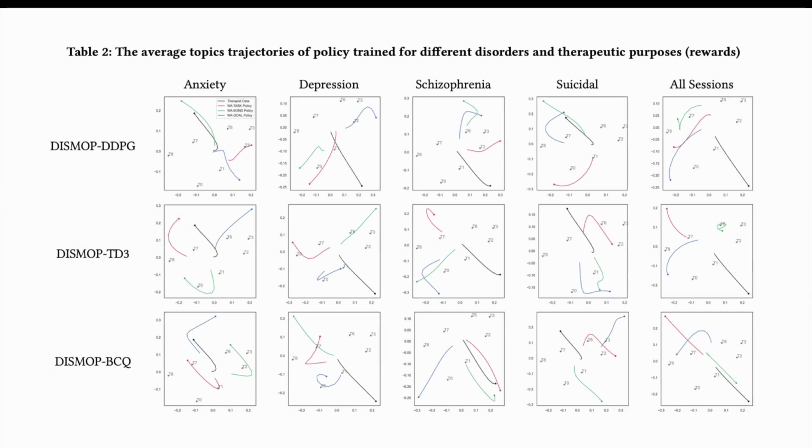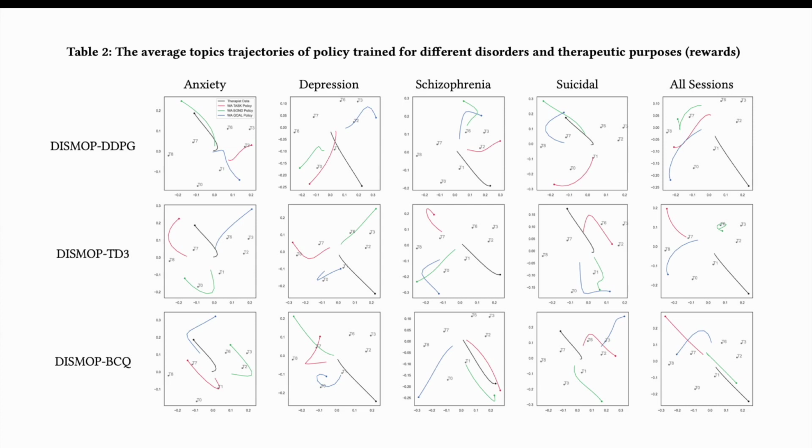And then we can visualize the learned policy from different agents trained for different therapeutic purposes on different clinical conditions. By visualizing their policy, trajectories, and so on, we can tell some interpretable insights and actionable steps for junior therapists to learn from, right?